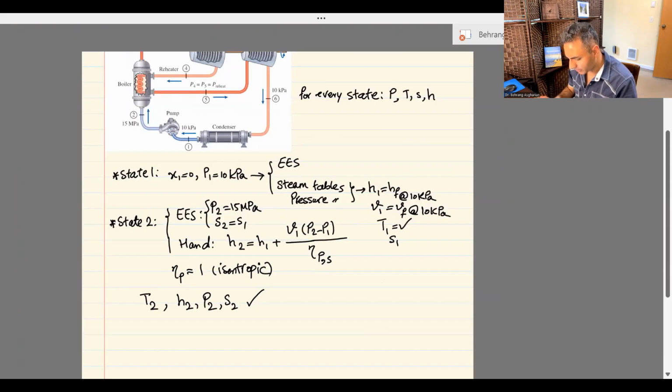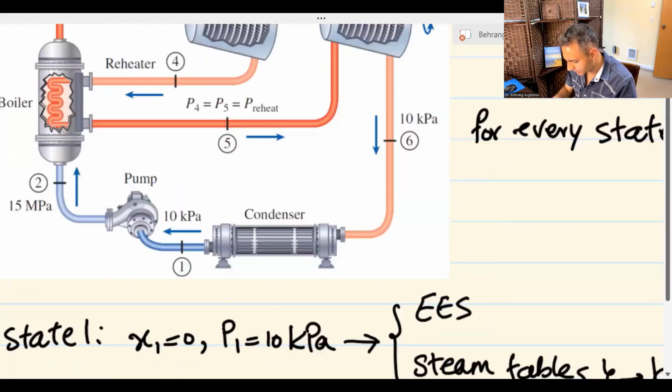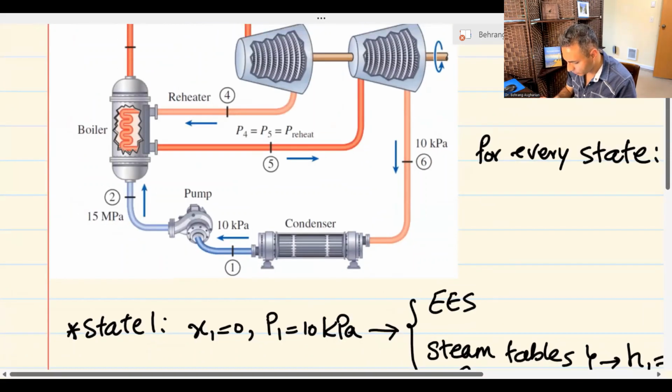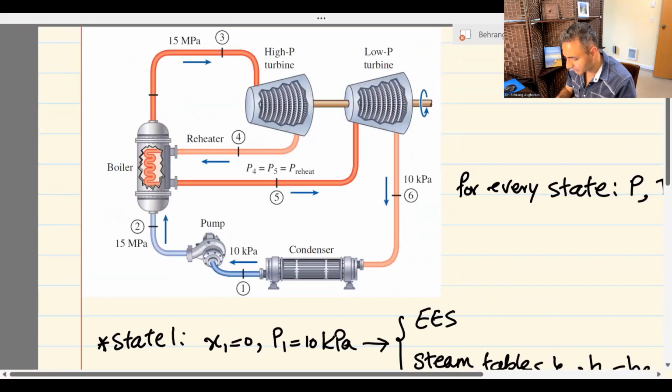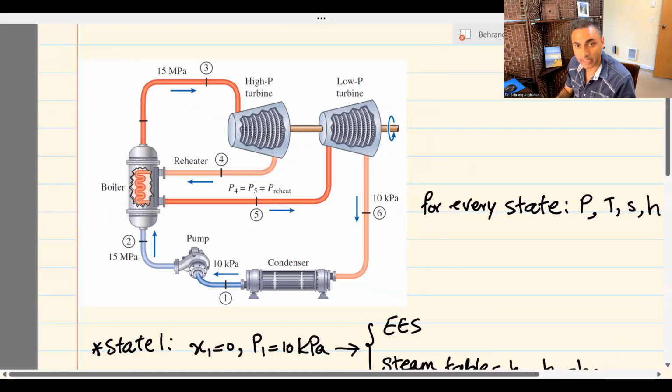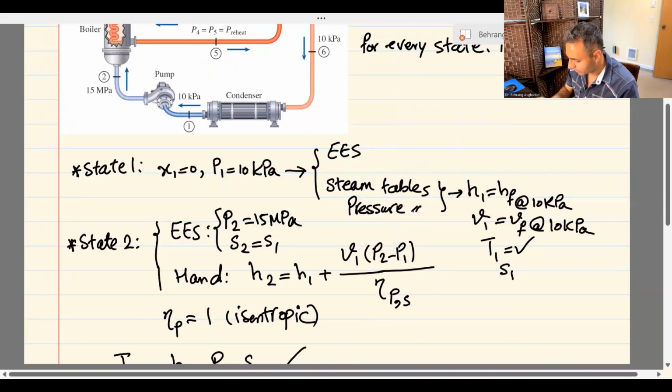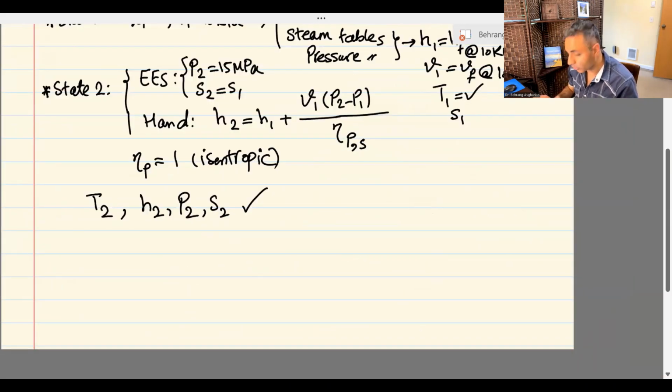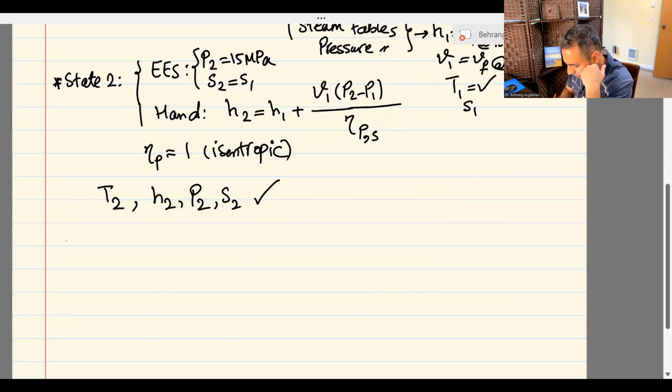Now, what about state 3? Let's take a look at state 3. State 3, in fact, was given by the problem. The problem gave us the value of 15 megapascals and 600 Celsius. Again, I hope that you wrote down those numbers. So state 3 is also determined.